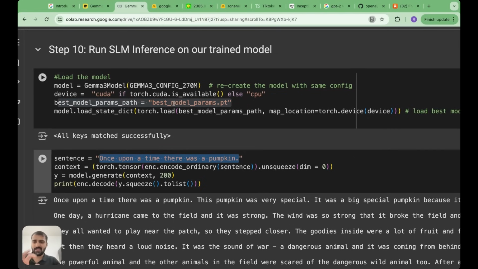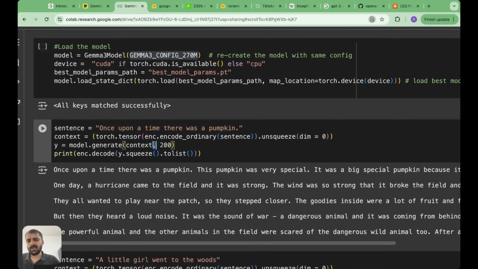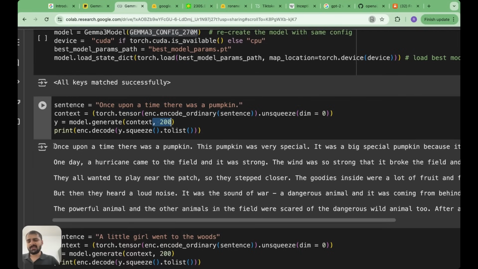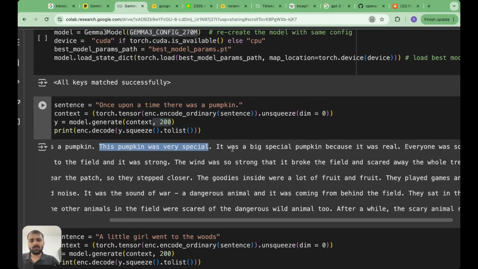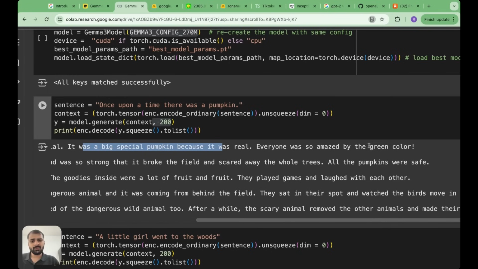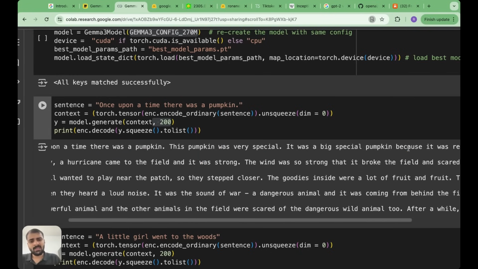I passed it through this entire model which we have assembled right now, and then I generated 200 new tokens over here. So the result is: once upon a time there was a pumpkin. This pumpkin was very special. It was a big special pumpkin because it was real. Everyone was so amazed by the green color.